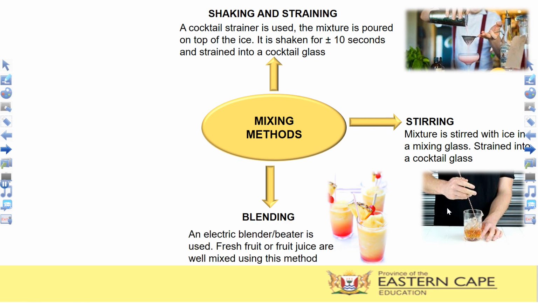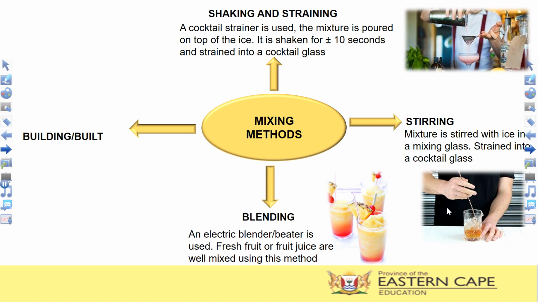Blending. An electric beater or an electric blender is used. Fresh fruit or fresh juice is well mixed using this method, especially if you have ingredients such as ice cream or eggs. It is always best to use a blender so that the ingredients can be easily incorporated, and it can also have a pleasant appearance.